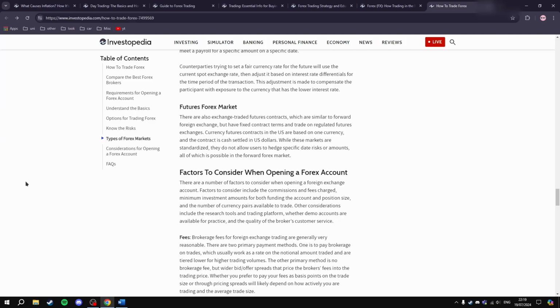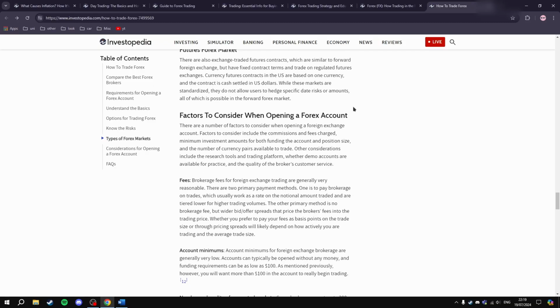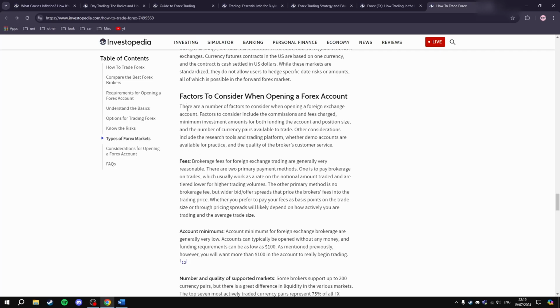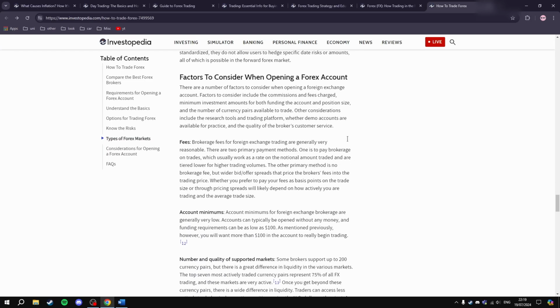And then we got the futures Forex market, so there's also exchange traded futures contracts, which are similar to forward foreign exchange, but fixed contract terms and trade on regulated futures exchanges. So while these markets are standardized, they do not allow users to hedge specific date risks or amounts, all of which is possible in the forward Forex market.